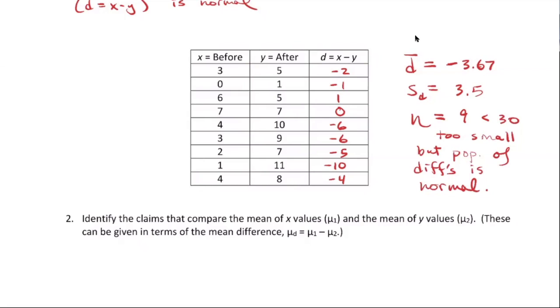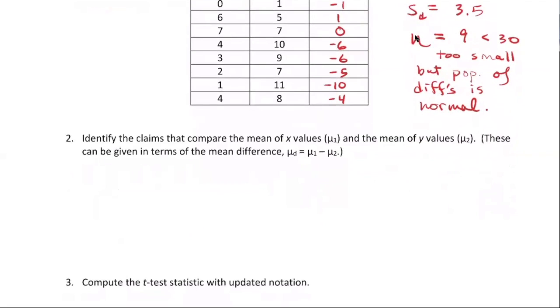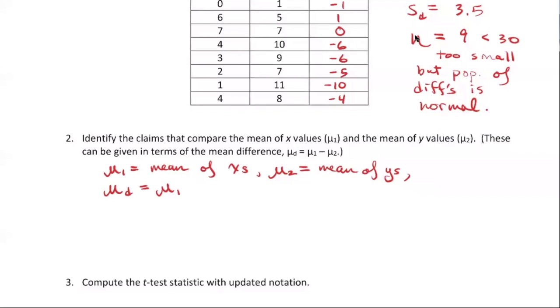So once you get this part done, there's a null hypothesis and an alternative hypothesis. Just a quick notation, mu1 is going to be the mean of x's. Mu2 is the mean of the y's. Mu-d is mu1 minus mu2. So that's the mean difference.